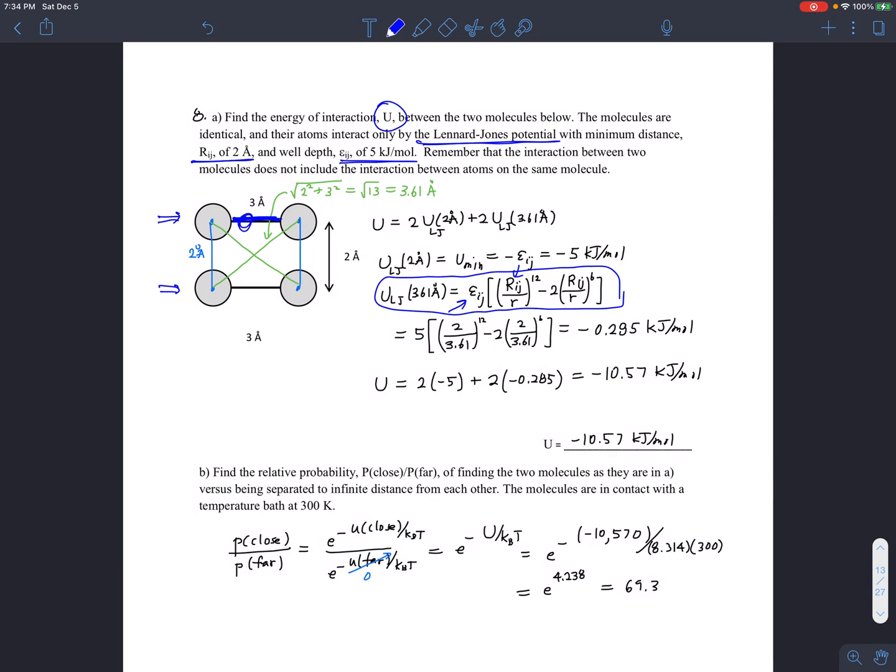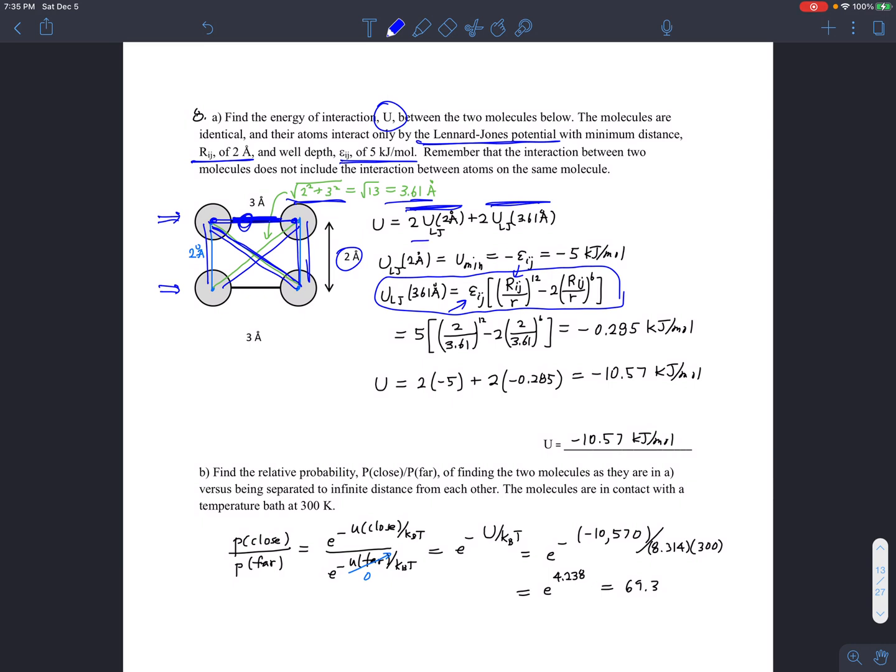So we've got to calculate 4 different interactions, 2 of which are the same. This one and this one are the same, and 2 others of which are also the same. So it's just 2 times the interaction at 2 angstroms plus 2 times the interaction at this longer distance. And this distance is 3 angstroms from here to here. And so this longer distance is the square root of 2 squared plus 3 squared, right? And that turns out to be 3.61 angstroms.